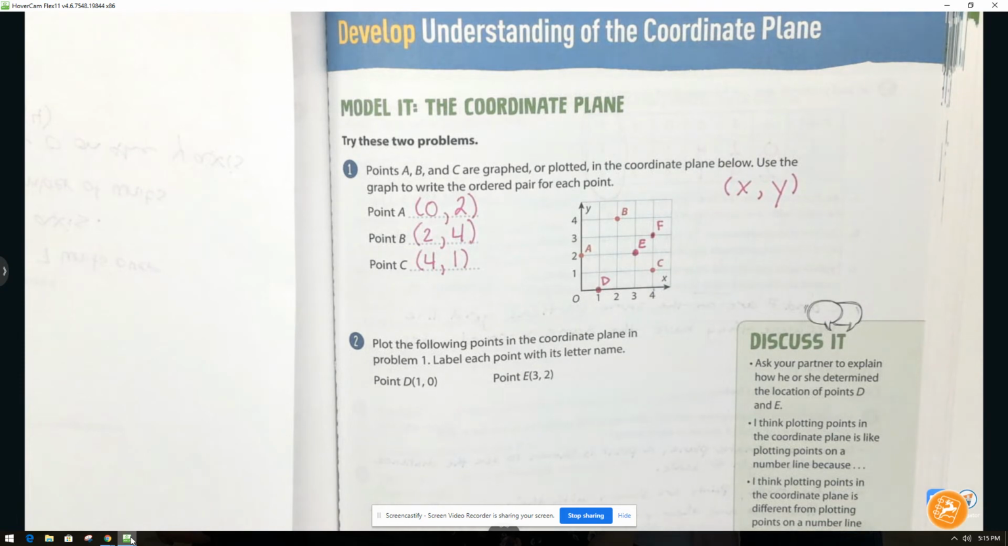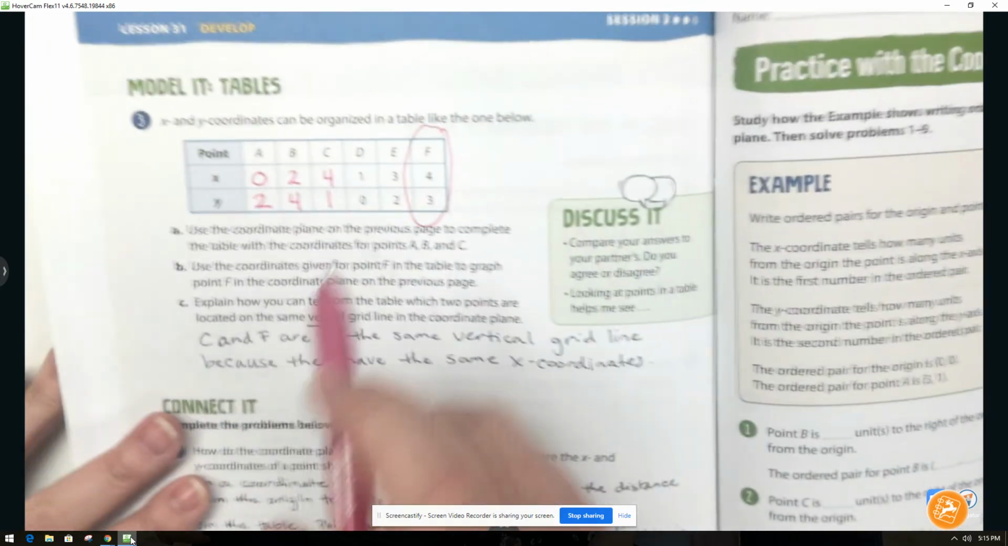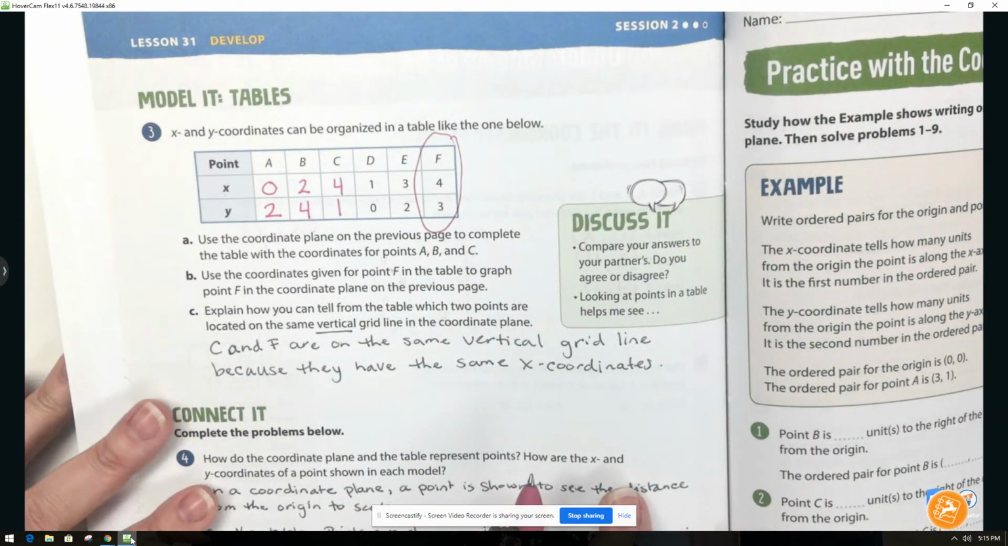Let's go back and see if that's what we think it should be. An x coordinate of 4, a y coordinate of 3. Yes, that's what we were supposed to do.